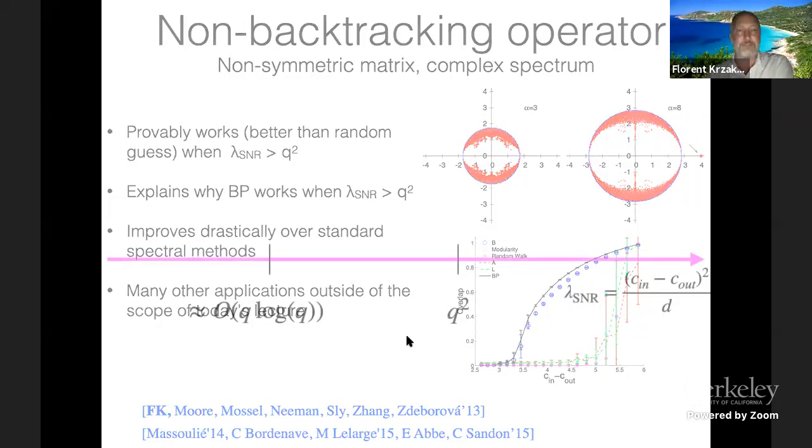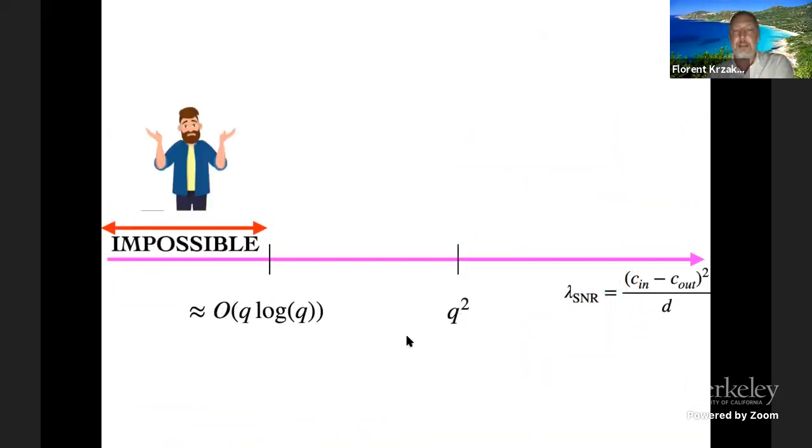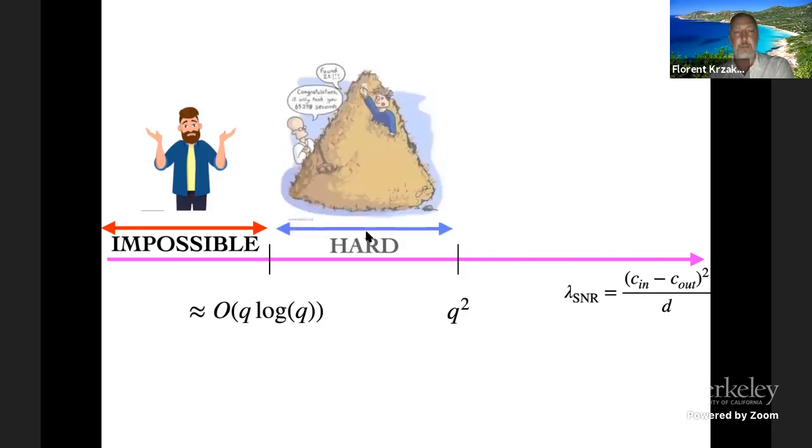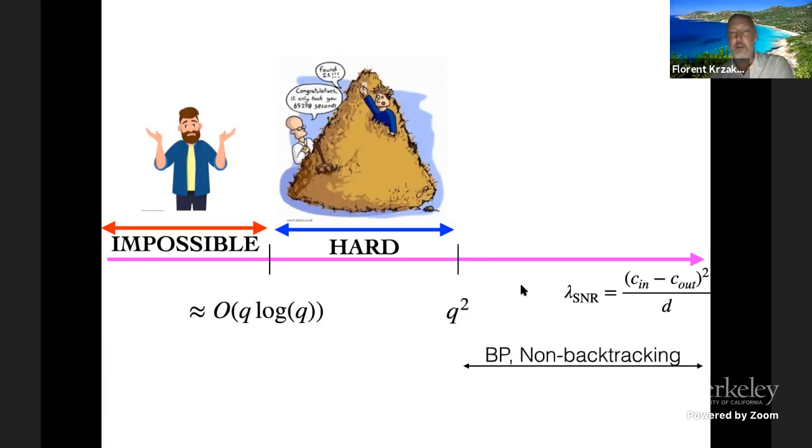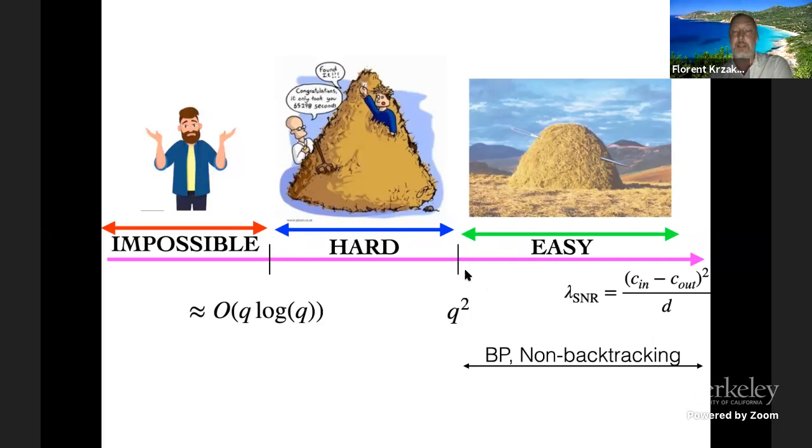All right, so let's summarize. Everything is dependent on the SNR. If the SNR is large enough, larger than q log q, then it's possible to do something. Before, no way you can learn something from your graph. Now we have this region between q log q and q squared where we don't know how to solve the problem. And certainly belief propagation and non-backtracking do not work. And finally, when the SNR is larger than q squared, we have this algorithm that works perfectly well, and we are all happy.